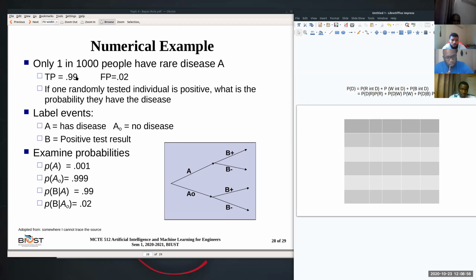So now you have a rare disease A. Okay, so we have labels. A has the disease, A0 no disease, and B the positive test result. Okay, so how do we write it in the table? Let's just write it in the table and see how we can treat this one.